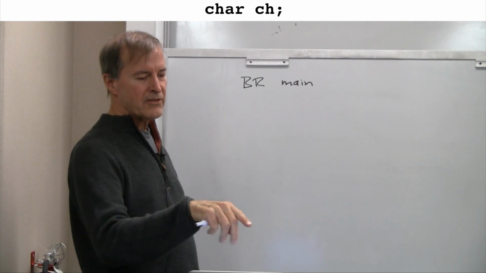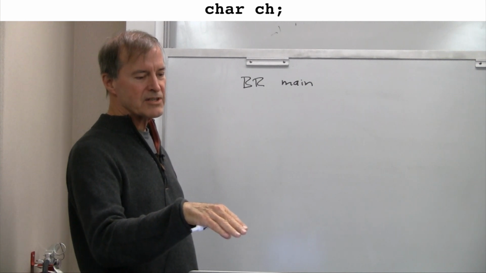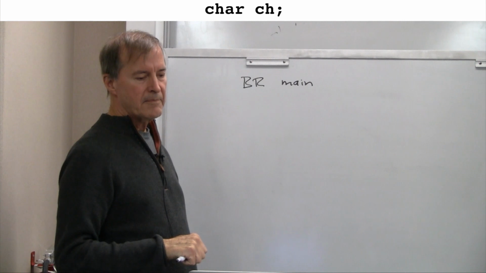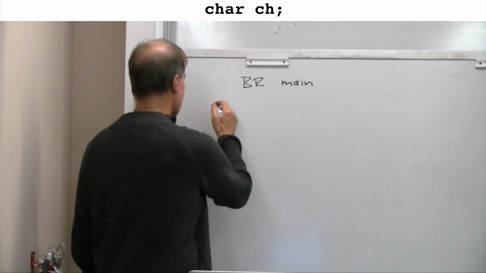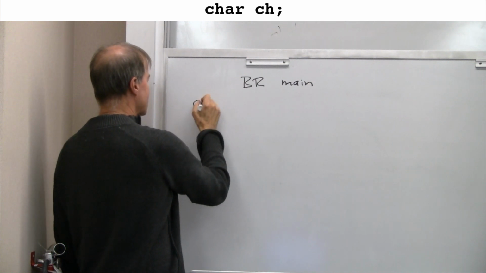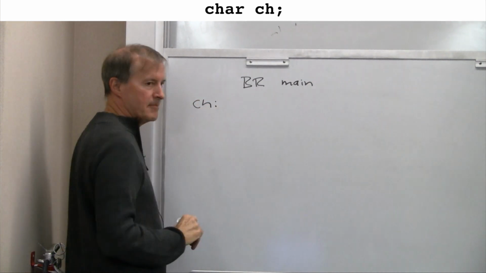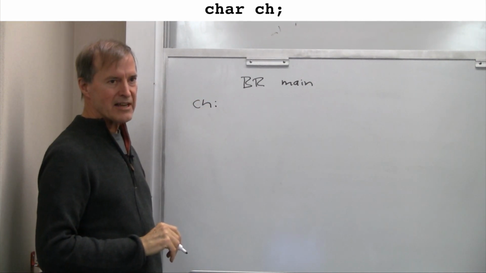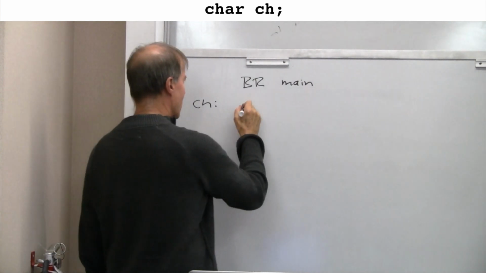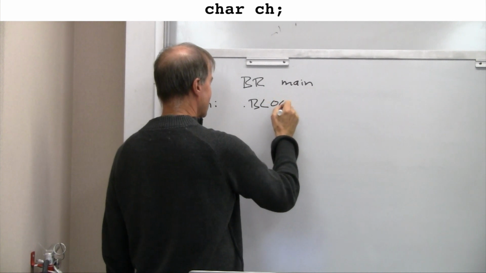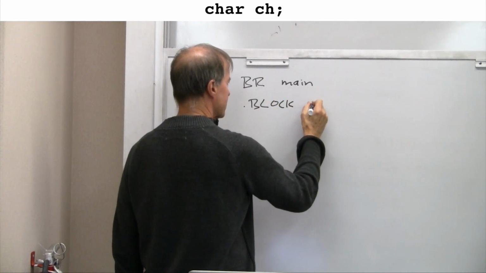The next line is char ch, so that's declaring a global variable. What is the symbol going to be? CH. Yes, so what's going to go here? CH colon. Are you with us? Everybody see that? And now what? Dot block, because we're allocating. Excellent. Dot block, how many bytes?